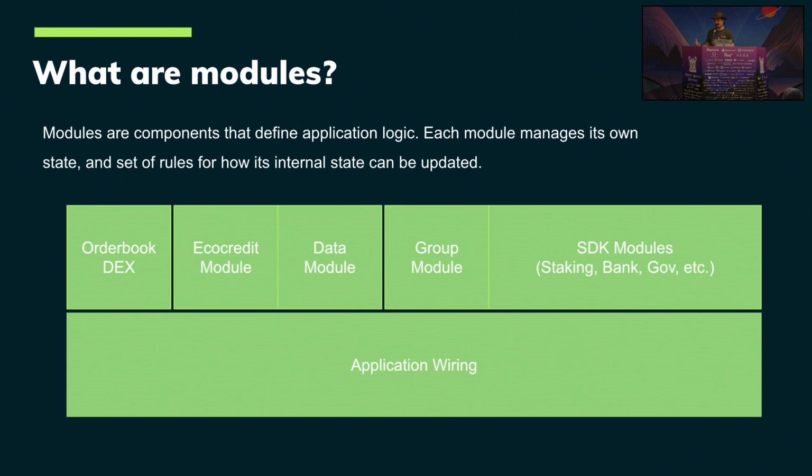Group module, which is essentially DAO functionality. And then the standard proof of stake set of modules, as well as an order book DEX coming. Just the Ecocredit module and the basket module, which isn't on here, are live right now and in use. Data, groups and order book are coming in Q2. And some of this stuff is up on experimental testnet, some of it not yet.